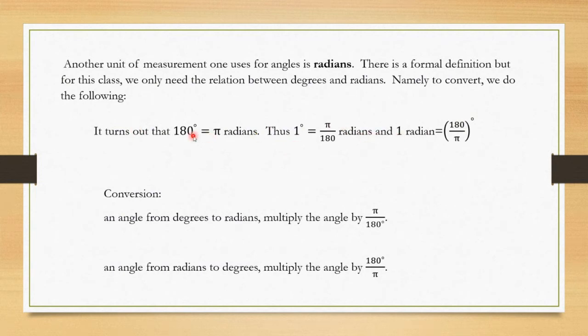And from here, we can come up with a method for converting between degrees and radians, or the other way around. Namely, to go from degrees into radians, you multiply by pi over 180 degrees. And if you want to go from radians to degrees, you multiply by this.